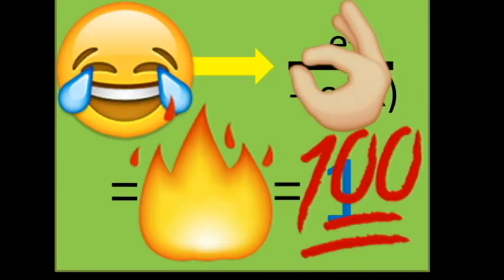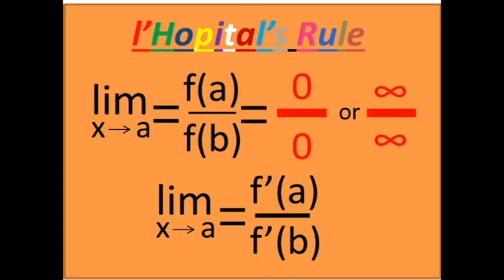So that's L'Hopital's rule, the principle stating that the limit of a quotient function is equal to the derivative of the numerator divided by the derivative of the denominator if the original limit solves to 0 over 0, infinity over infinity, or negative infinity over negative infinity. It's simple really, and that's all there is to it.